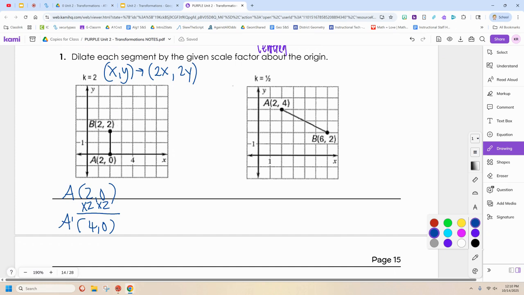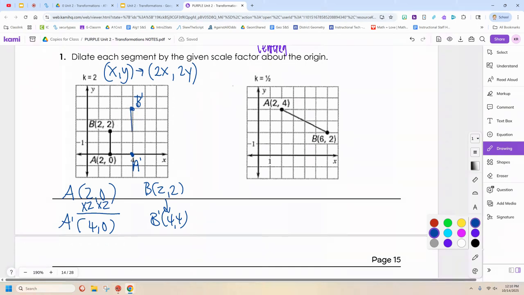So I go back to my origin, and I go over 4, and I plot that point, and that's going to be A prime. And then the same thing for B. We're going to multiply both the x and the y by 2. So this is pretty easy to do. If we start off with 2, 2, what is our B prime going to be? 4, 4. Yeah, that's easy. B prime is 4, 4. So we go over 4, we go up 4, we plot B prime.